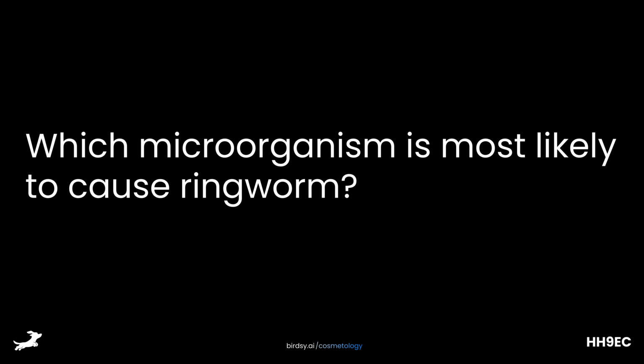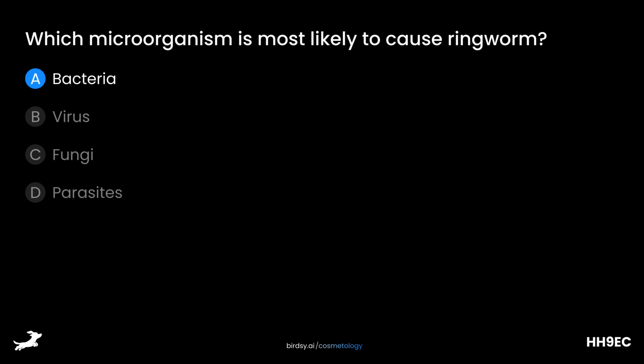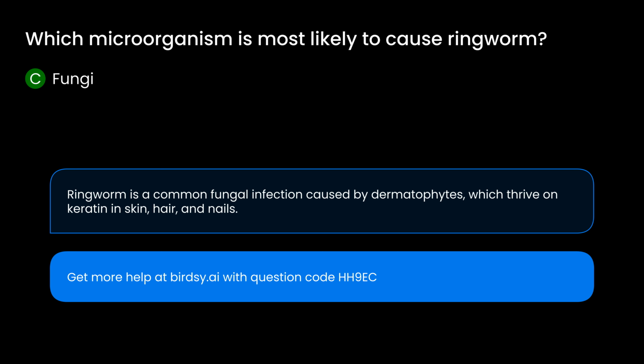Which microorganism is most likely to cause ringworm? Is it A, bacteria, B, virus, C, fungi, or D, parasites? The answer is C, fungi. Ringworm is a common fungal infection caused by dermatophytes, which thrive on keratin in skin, hair, and nails.